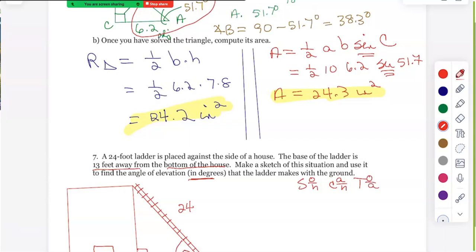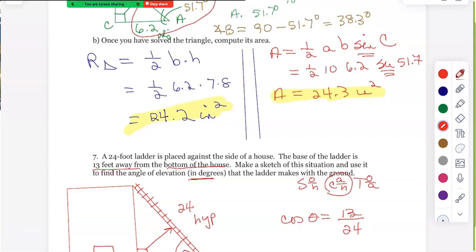And I'm going to look at what I have. From this theta angle perspective, this is the adjacent, because it touches it, and this is always the hypotenuse. So I have to use adjacent and hypotenuse. I have no option. This is a cosine problem. The cosine of theta equals adjacent comes first, 13 over 24.